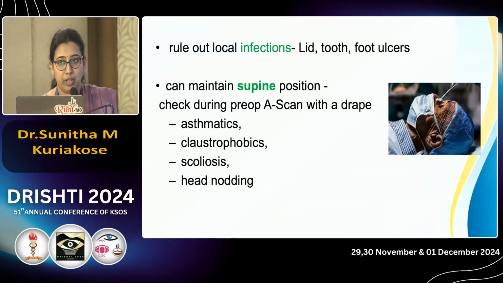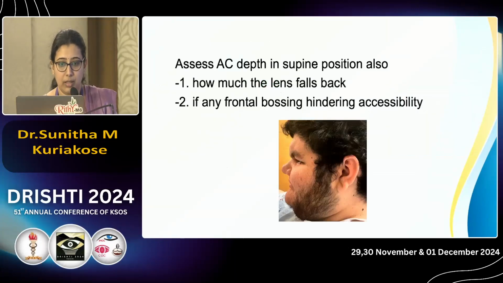Always rule out local infections. Look at the lid, look at their tooth, look at their foot, because all these are common places for ulcers and infections. And check if they can lie supine. That is, when you do a pre or post scan, you can just put a drape on their face and check if they can tolerate a drape and lie supine for almost 45 minutes. So, any asthmatics, any claustrophobics, patients with severe scoliosis who can't lie down straight supine, any patient with severe head nodding, Parkinson's patients, just rule out, don't take those patients.